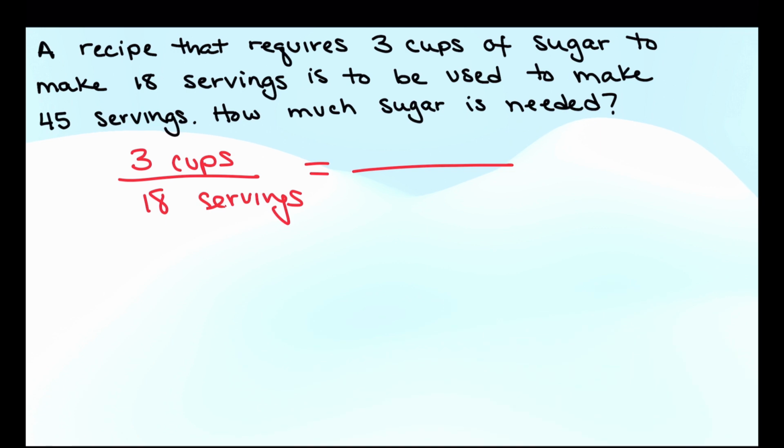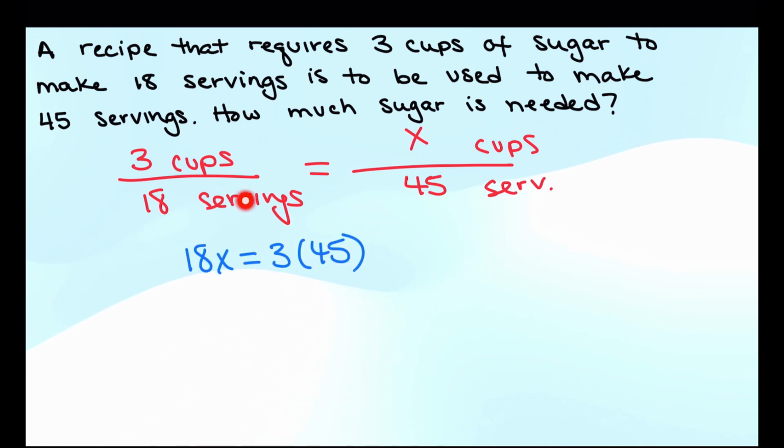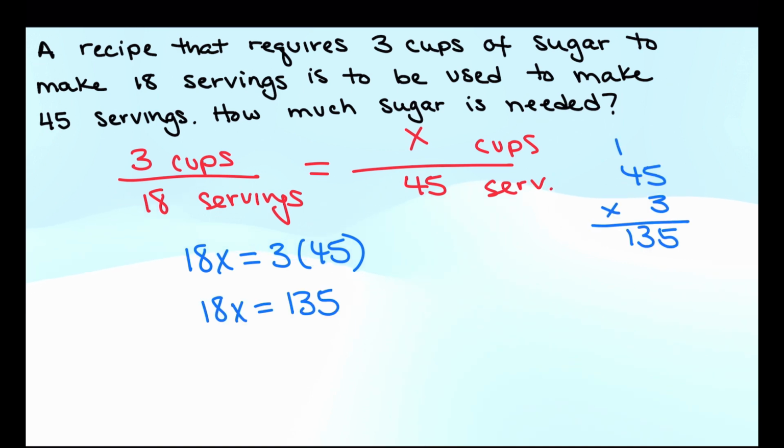This means when I write the other half of my proportion, cups has to go on top, servings has to go on the bottom. We want to figure out how much sugar is needed to make 45 servings. That tells me I'll put the 45 on the bottom, that's servings. And we're trying to find the amount of sugar, so the x goes on the top with the cups. Now we can solve this just like the other problems. 18 times x has to equal 3 times 45.